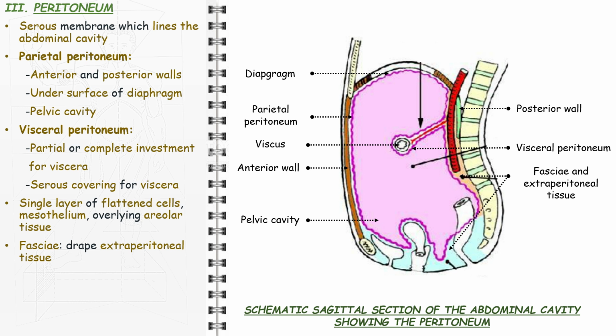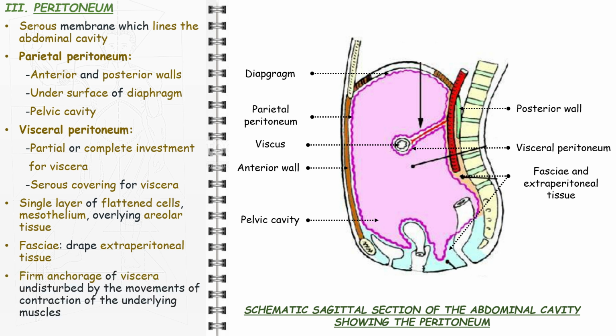On the posterior abdominal wall, the dense psoas and iliac fasciae and the anterior layer of the lumbar fascia serve as firm bases upon which the extraperitoneal tissue can gain attachment. The posterior surfaces of retroperitoneal structures, pancreas, duodenum, ascending and descending colon also gain a firm attachment to these fasciae. Thus, peritoneum and viscera have a firm anchorage undisturbed by the movements of contraction of the underlying muscles.